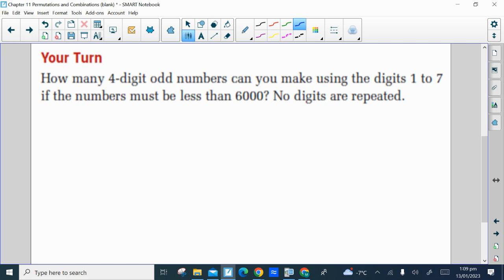How many 4-digit odd numbers can we make using the digits 1 to 7 if the numbers must be less than 6,000, and again, no digits are repeated? Okay, so the two scenarios that we would look at, just like we did before, would be if the first digit is even, or if the first digit is odd.